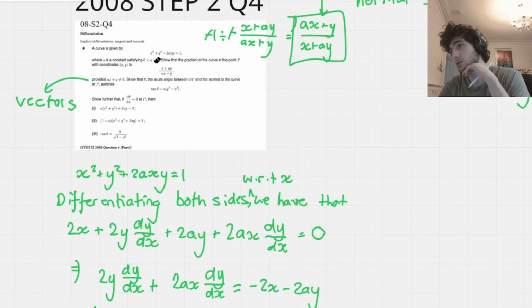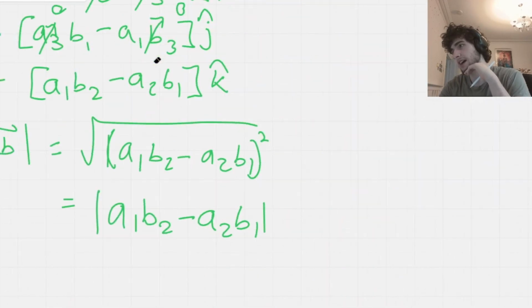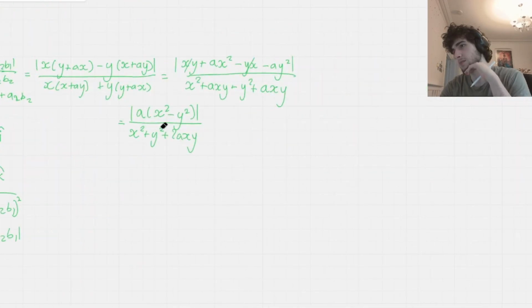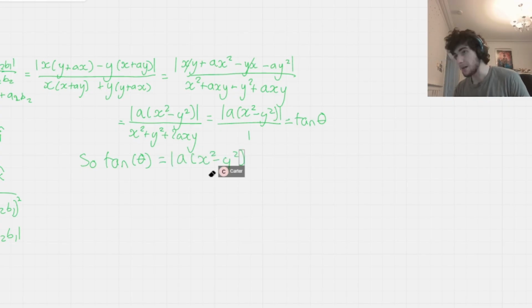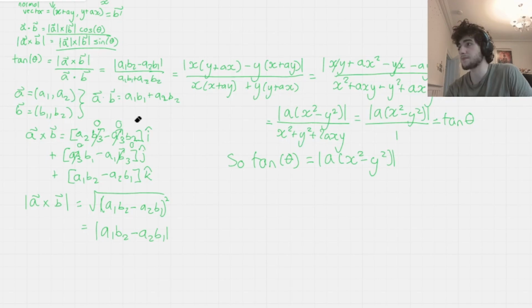And so we actually know that this x squared plus y squared plus 2axy is just going to be equal to 1. So this just gives us the mod of a multiplied by x squared minus y squared, divided by 1. Okay, that's pretty interesting. And remember, this is all equal to tan theta. So tan theta is therefore equal to the mod of a multiplied by x squared minus y squared.